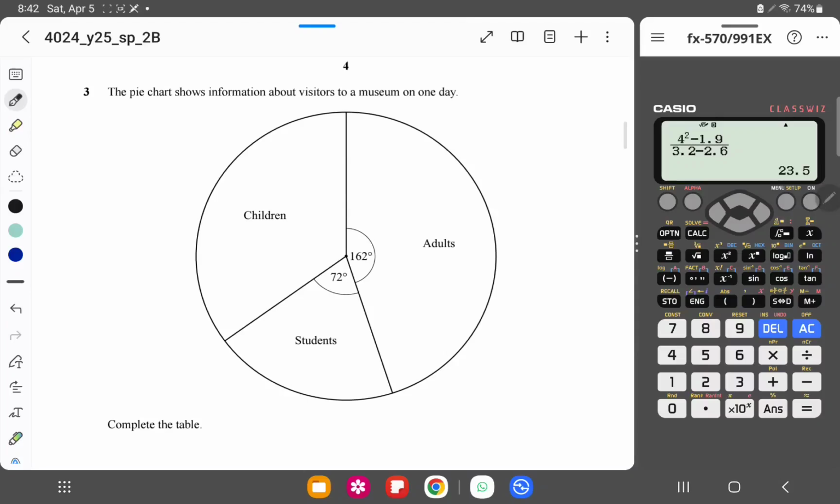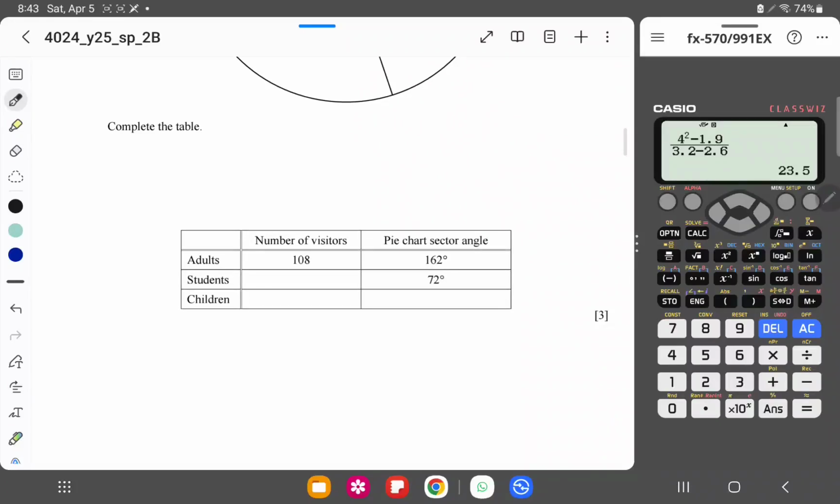You can see a pie chart is there. In this pie chart, the adults' angle is 162 degrees. For the students and children angles, if they are asking us, then we'll subtract these two angles from 360 degrees. The pie chart shows the information about the visitors to a museum on one day. Complete the table. In completing the table, the number of visitors is 108 and 162 is the angle for it. So for students we can do it by the ratio method: 108 and 162, and 72 degrees is the angle, and x will be the number of students.